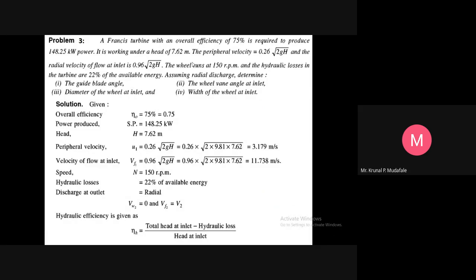So now we can move to the third numerical. Problem number three, based on the Francis turbine. So shall we start?